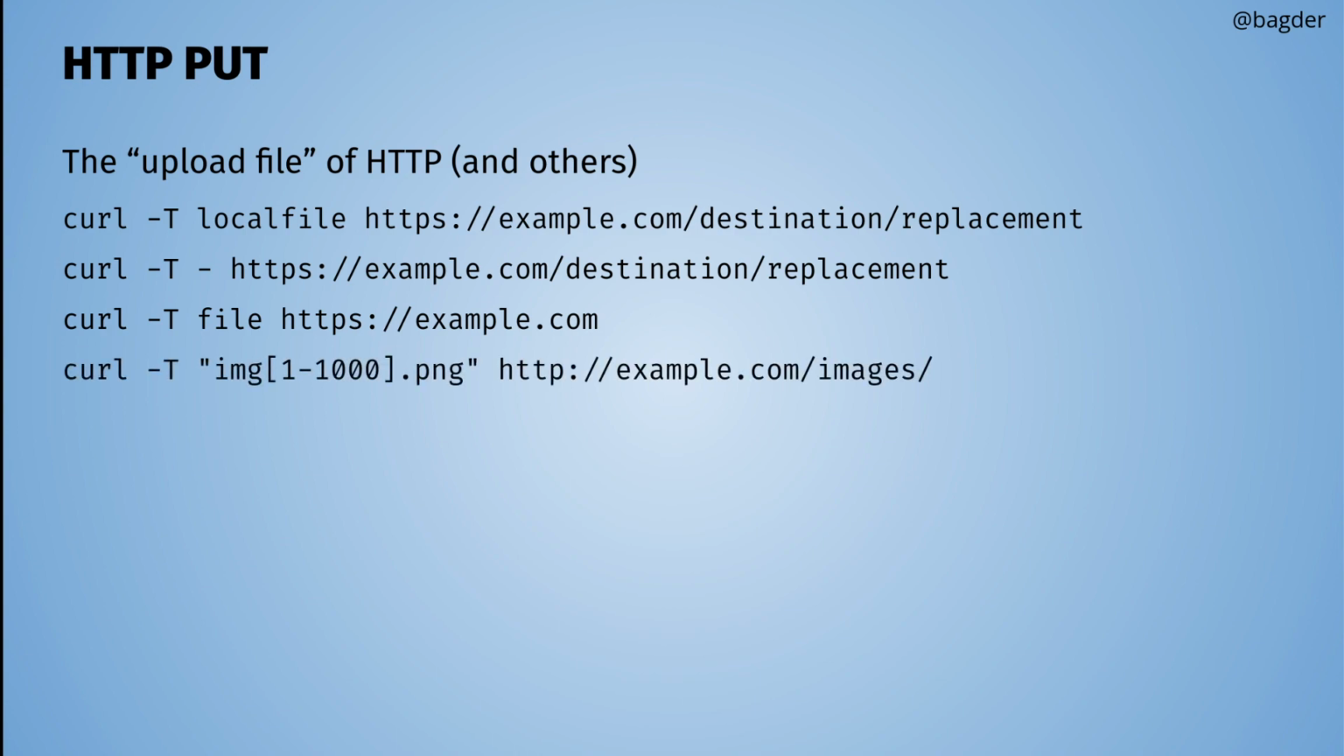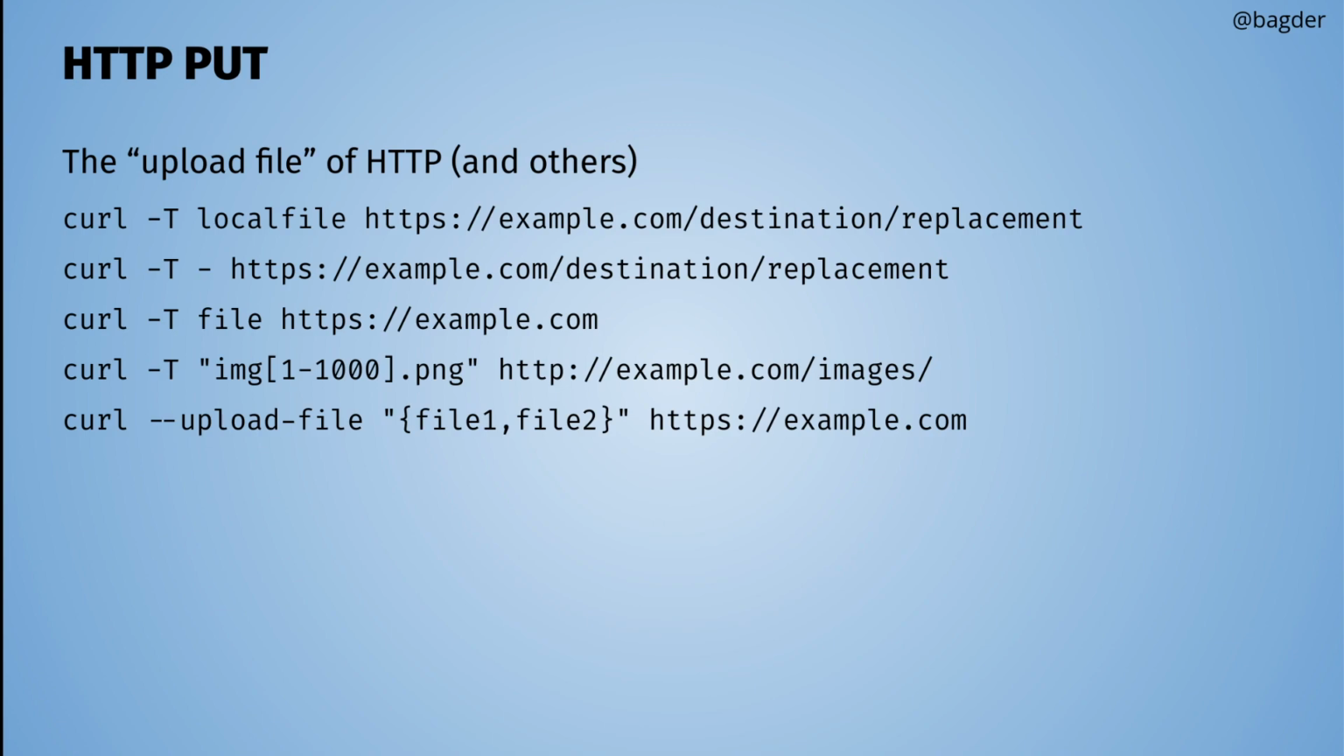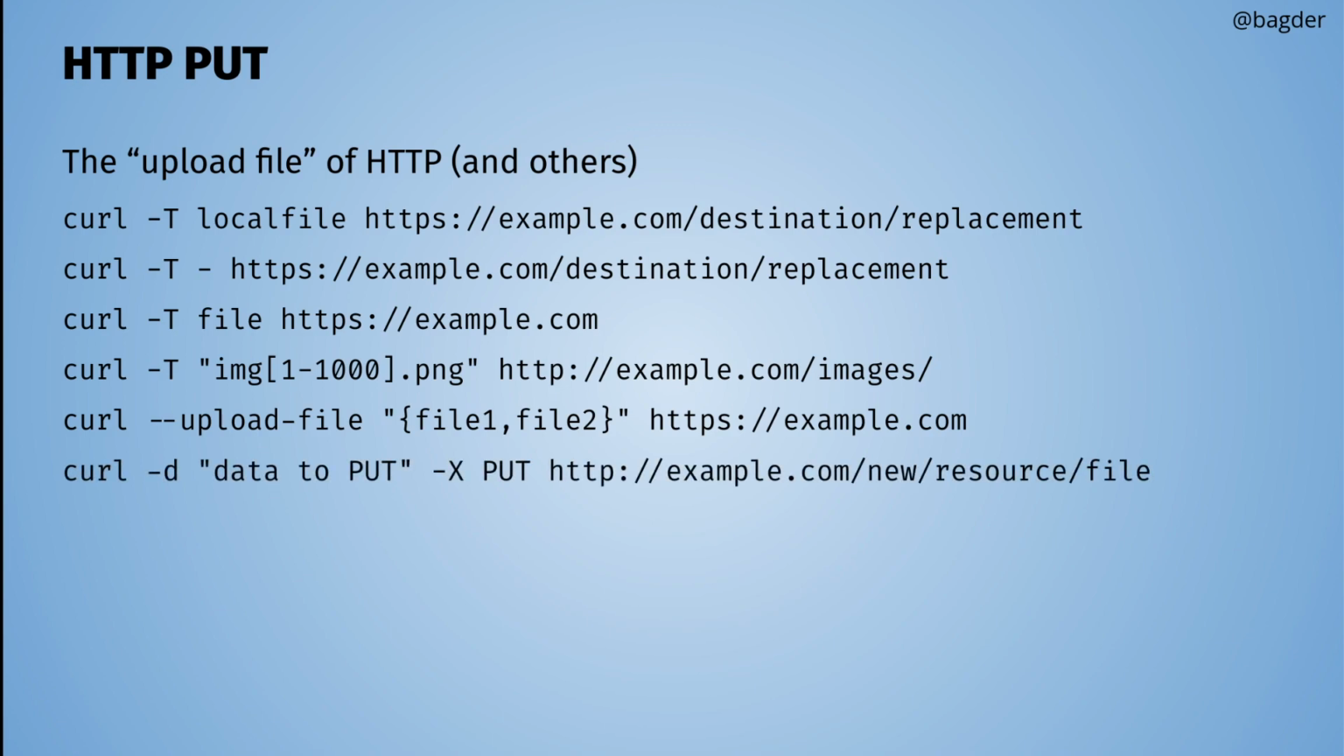You can even do this globbing thing with upload. So if you want to upload 1,000 images like this in a single command line, have a go at it, and it'll upload 1,000 images with PUTs. And yeah, you can do that with other kinds of globbing as well.